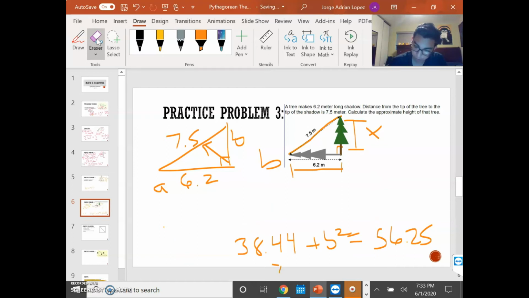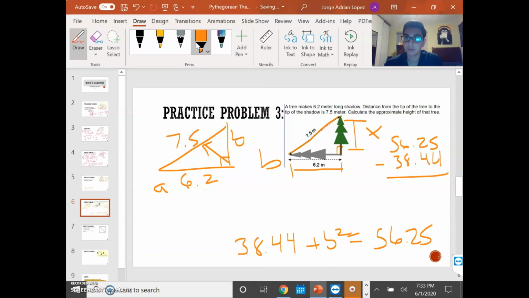I like the problem super hard, but we're just going to need room to write. So what's 56.25 minus 38.44? That is going to be equal to 17.81. Just going to double check on the calculator. 17.81, alright?